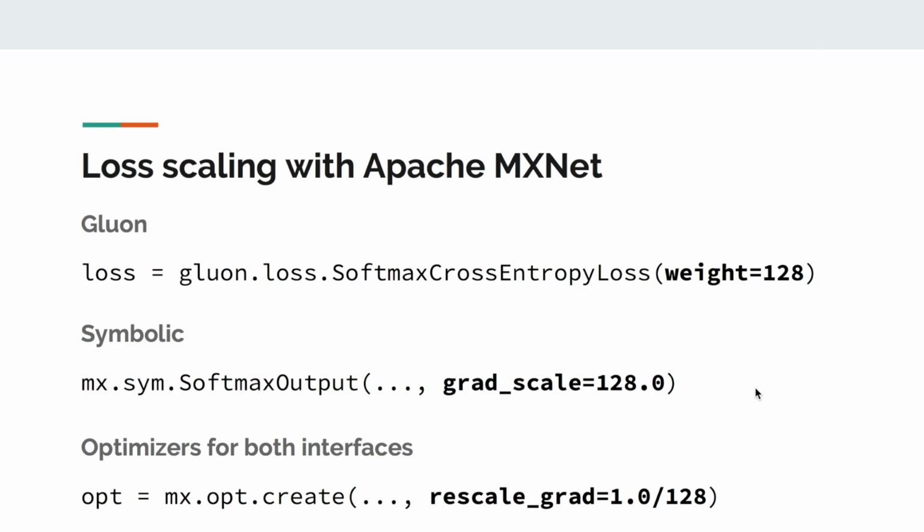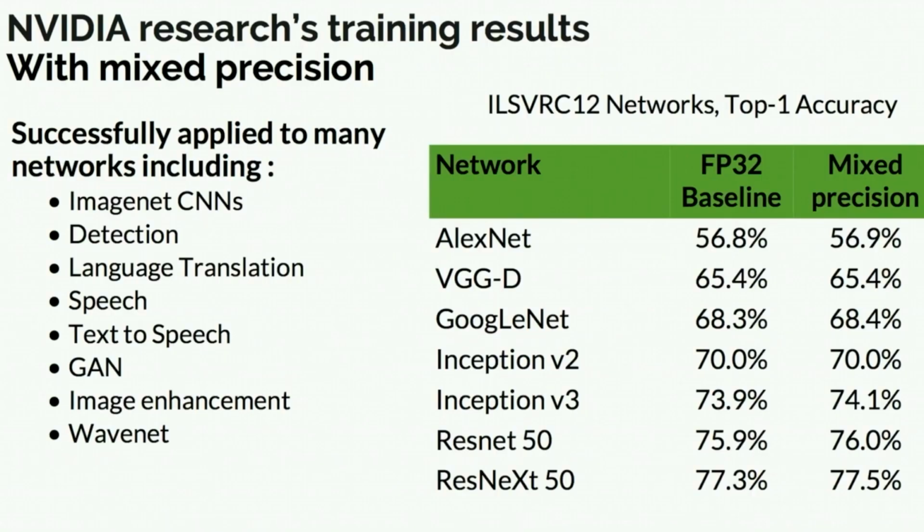I'll now let Dick take you through some results and NVIDIA's experience with mixed precision. Just to present some of NVIDIA's experience, I'm talking to some slides that I stole from the GTC proceedings. That's the NVIDIA conference that happened last month down in San Jose.